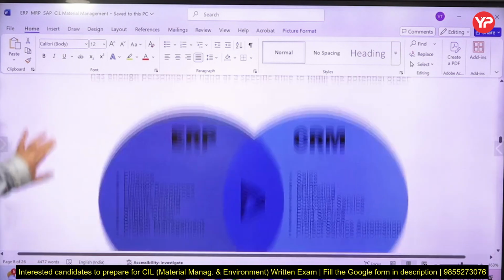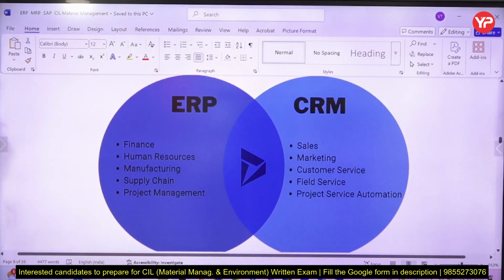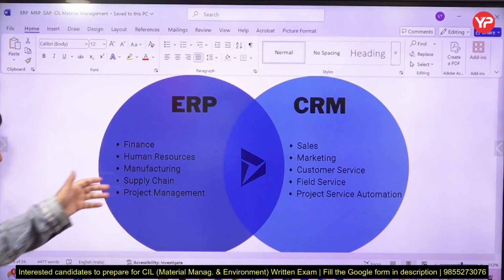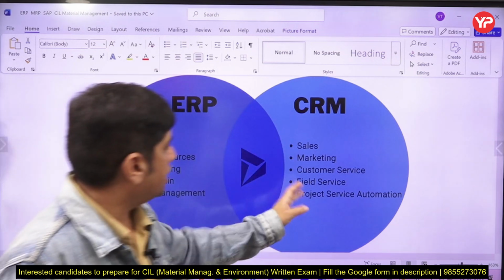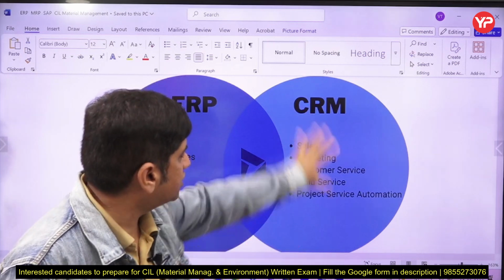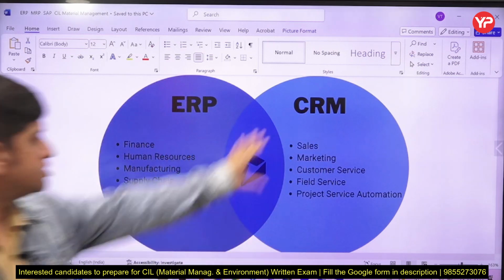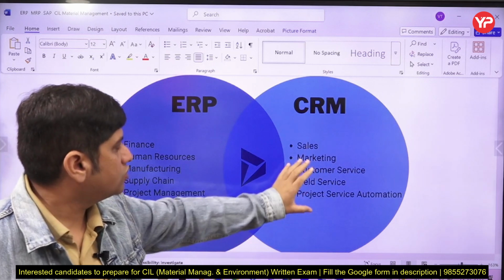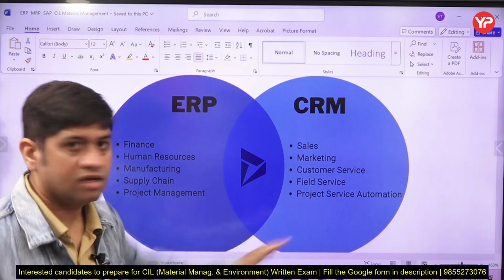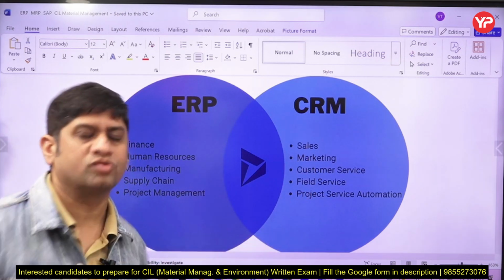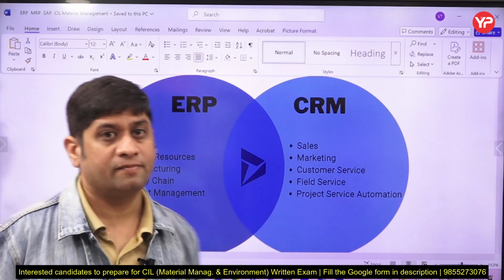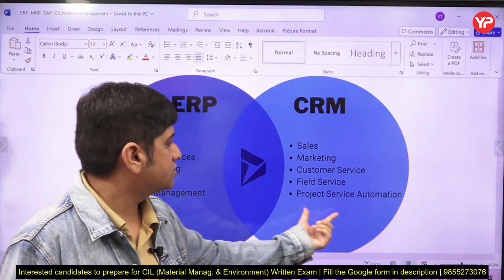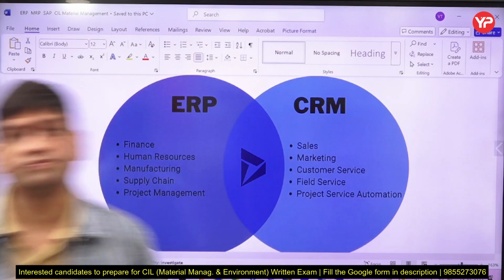Focus on this image, friends, ERP and CRM. ERP में these are the departments: finance, human resource, manufacturing, supply chain, project management. CRM is sales, marketing, customer service. So these are typical CRM. Obviously CRM is also part of ERP, but typically you're talking about the customer, marketing, sales, external to the organization. Sales and marketing बाहर होता है, organization के बाहर. Sales department and marketing department are dealing with the customer, right? And customer service, field service, project service, all this is CRM.